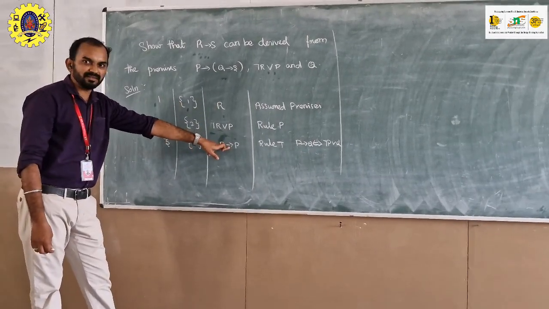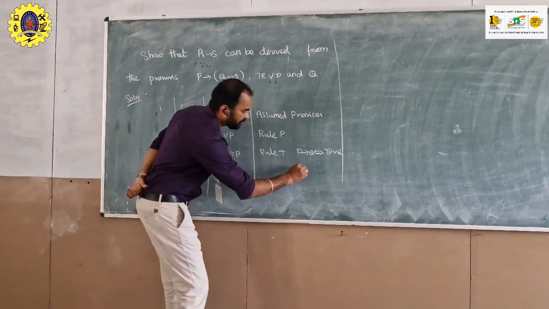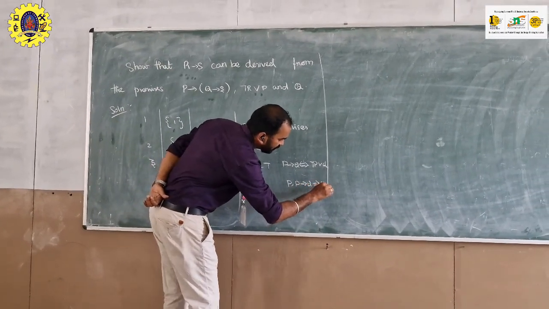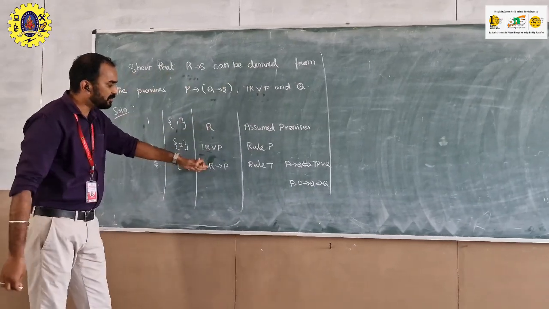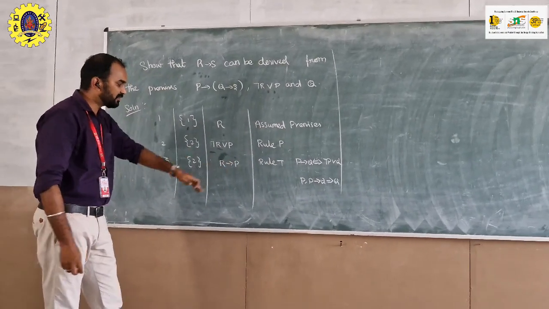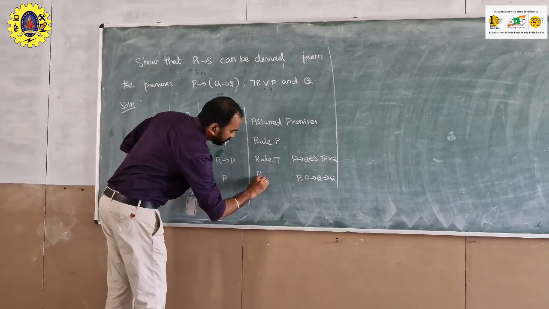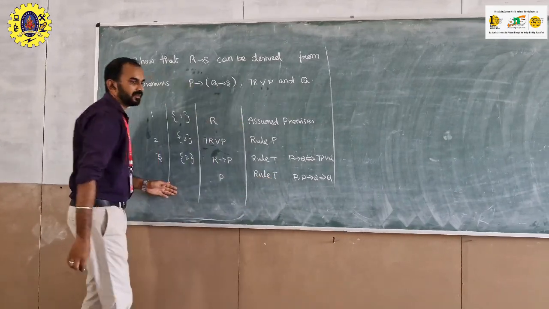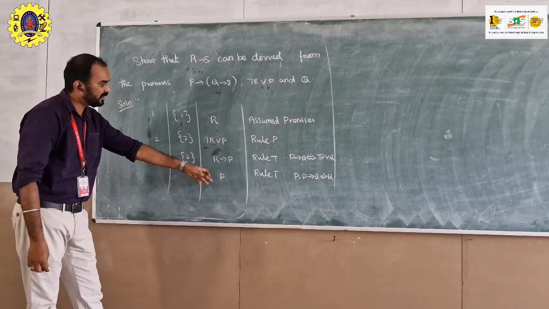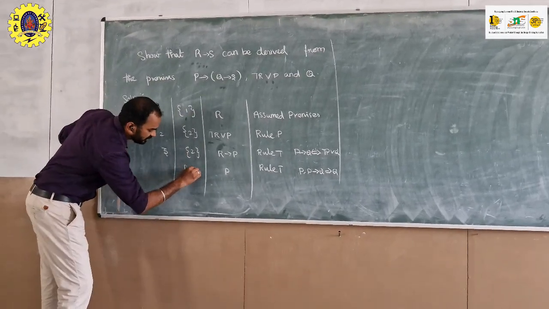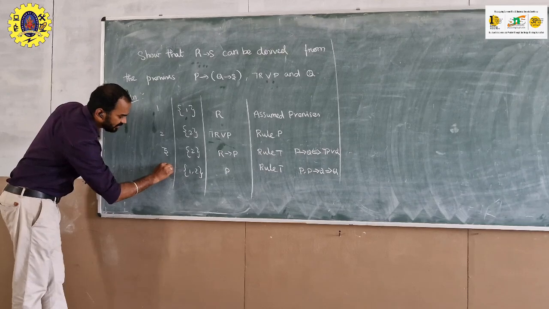Next, compare premise 1 and premise 2. We have the formula P, P then Q gives Q. Here we have R, R then P, so this term can be written as P. Here I use the rule P. This term can be obtained from 1 and 2, so I have to mention premises 1 and 2. This is our fourth step.